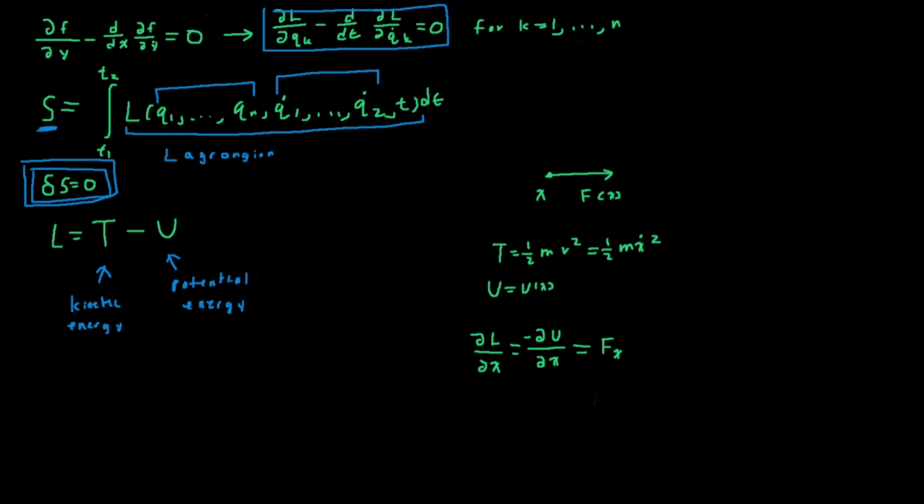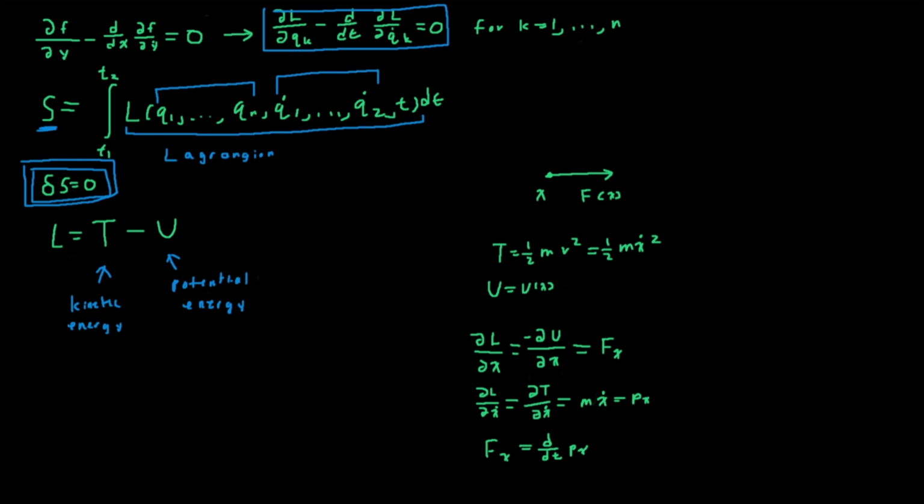And so for our other partial derivative, we have dL over dx prime, and that's just going to be equal to the derivative with respect to x prime of T, because U is going to vanish when we take the derivative of the Lagrangian with respect to x prime, because it does not mention x prime explicitly. And when we do that, we're just going to get that it's m times the velocity, which is just the momentum. And from that, we get that force equals the derivative with respect to time of momentum.